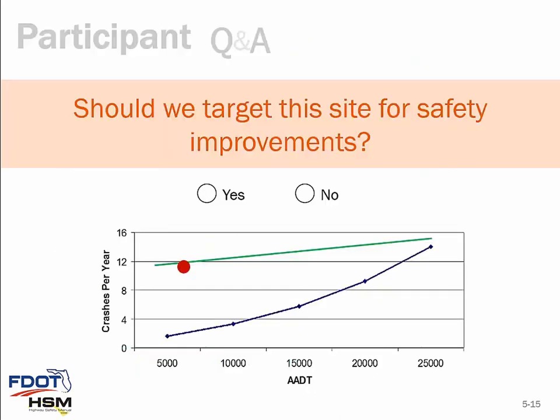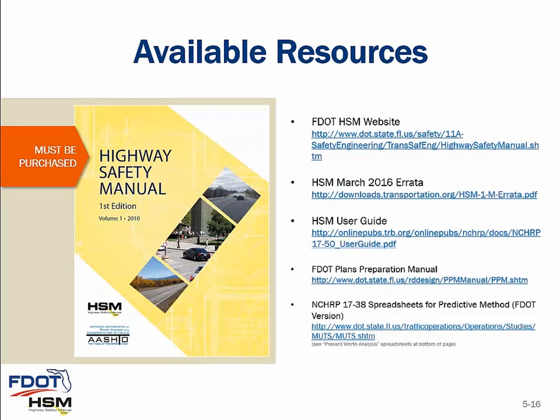So a poll question would be, if you look at this example, would you target this site for safety improvements, yes or no? The Highway Safety Manual is an AASHTO publication and must be purchased from them. They're available in hard copy or a single user PDF. For FDOT staff, Central Office will be providing guidance to access the Highway Safety Manual electronically. All other resources are available for download from the websites shown on this slide.